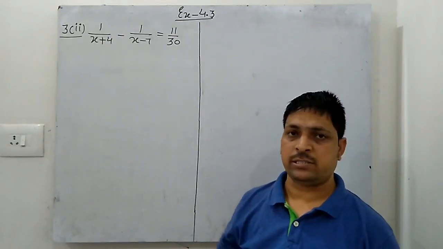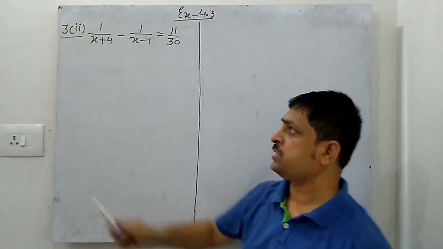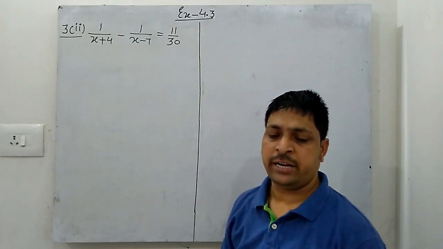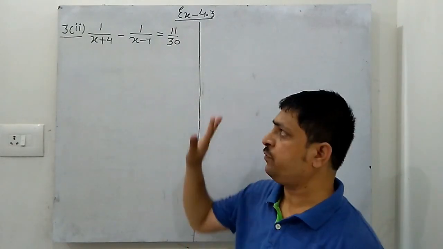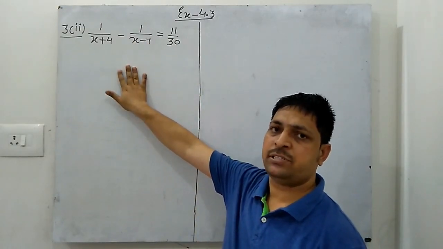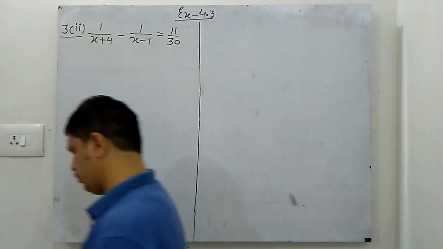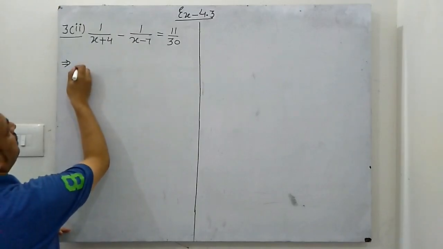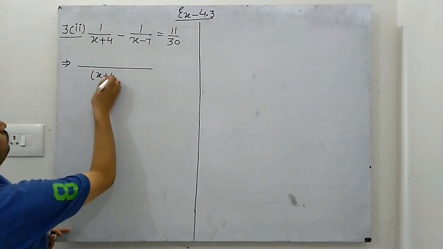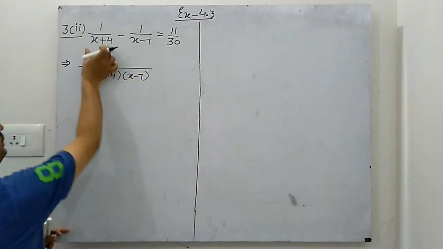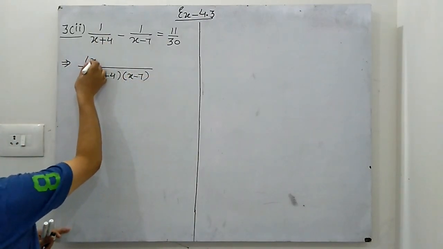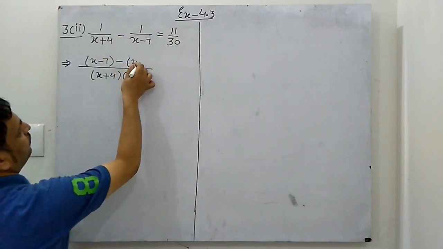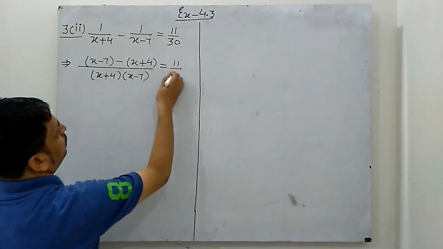So the next question, second part of question number 3. The equation is given: 1 upon x plus 4 minus 1 upon x minus 7 is equal to 11 by 30. Again we have to find the roots of this equation. So first we will convert this equation into the quadratic form. So we have to solve this one. We can take the LCM of x plus 4 and x minus 7. It will be x plus 4 and x minus 7. So x plus 4 will be cancelled, so it will be x minus 7 minus, here x minus 7 will be cancelled, so it will be x plus 4 is equal to 11 upon 30.